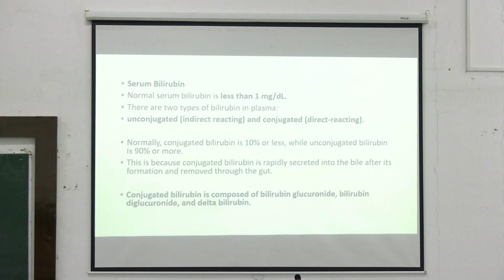Now, serum bilirubin. Normal serum bilirubin is less than 1 milligram per dl. There are two types of bilirubin in plasma, unconjugated and conjugated. Normally, conjugated bilirubin is 10% or less, while unconjugated bilirubin is 90% or more. This is because conjugated bilirubin is rapidly secreted into the bile after its formation and removed to the gut. Conjugated bilirubin is composed of bilirubin glucuronide, bilirubin diglucuronide, and delta bilirubin.